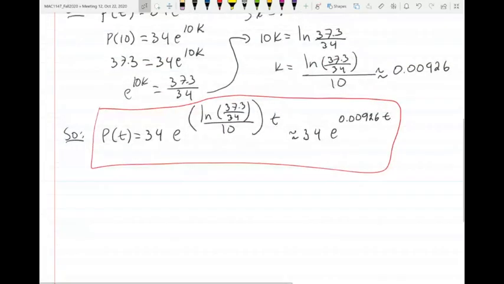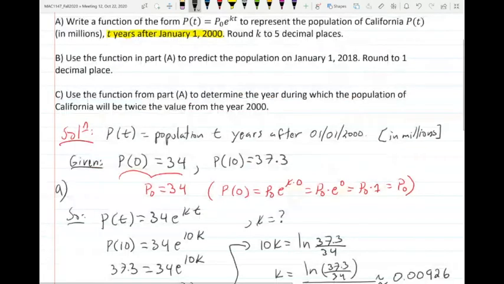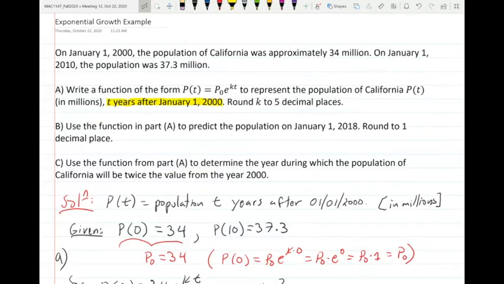Let's take a look at part B now. What does part B say? So now we have a formula that all it does is tell you the population of California, or an approximation of the population, t years after January 1st, 2000. So all you have to do is plug in a value for t, and it will tell you the population. Part B: use the function in part A to predict the population on January 1st, 2018, rounded to one decimal place.